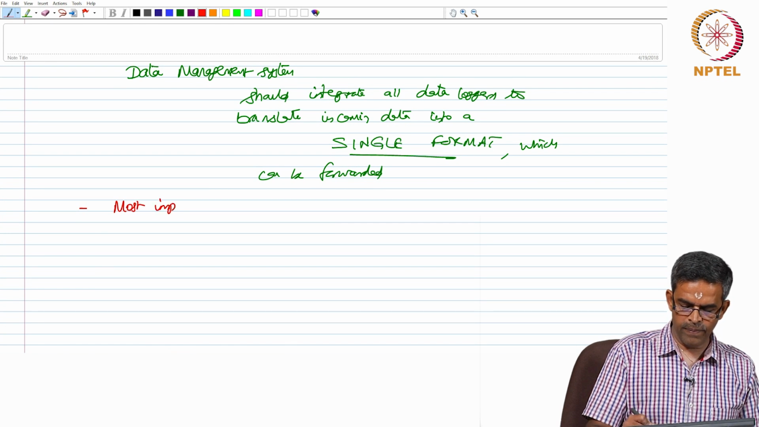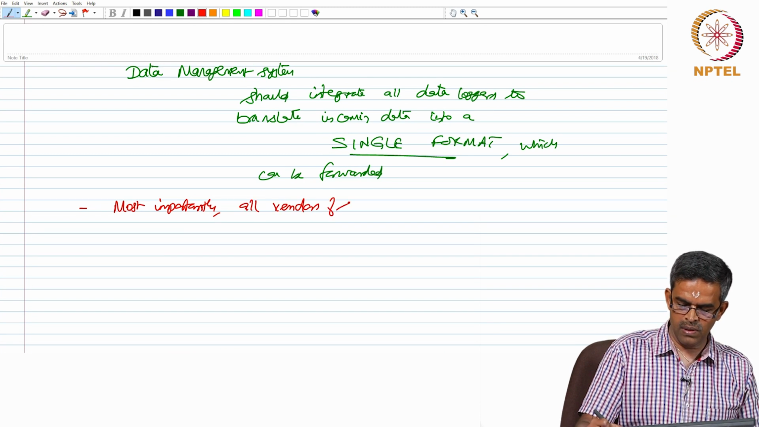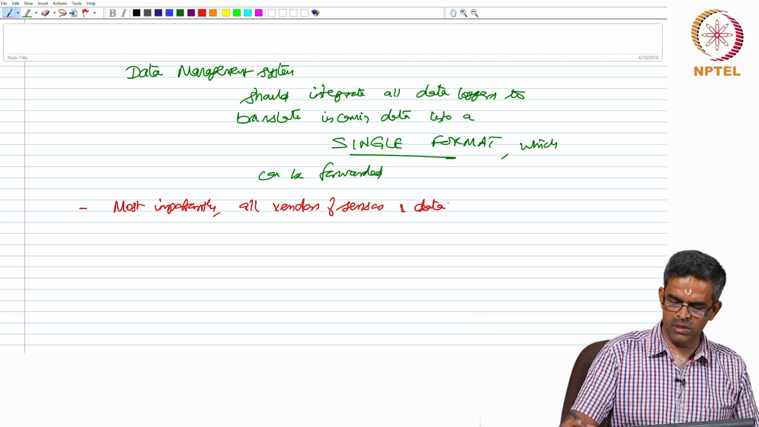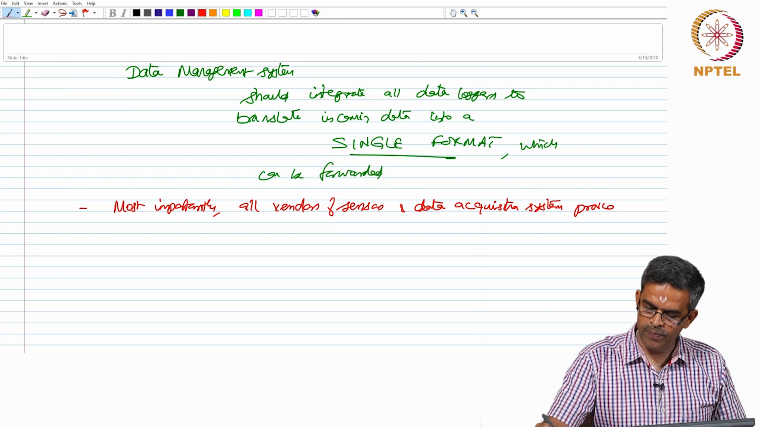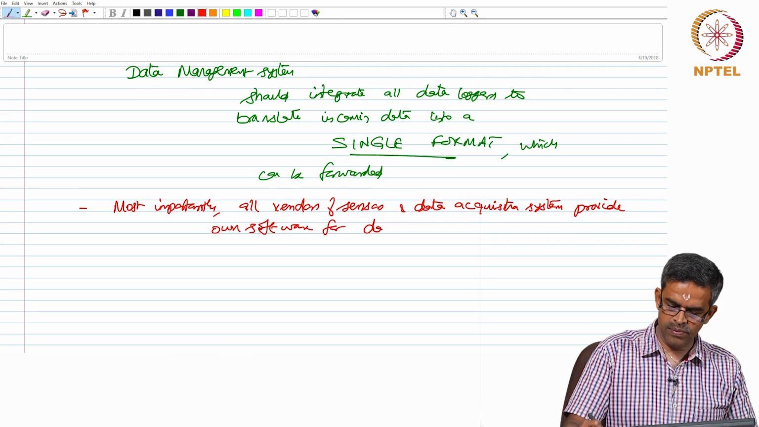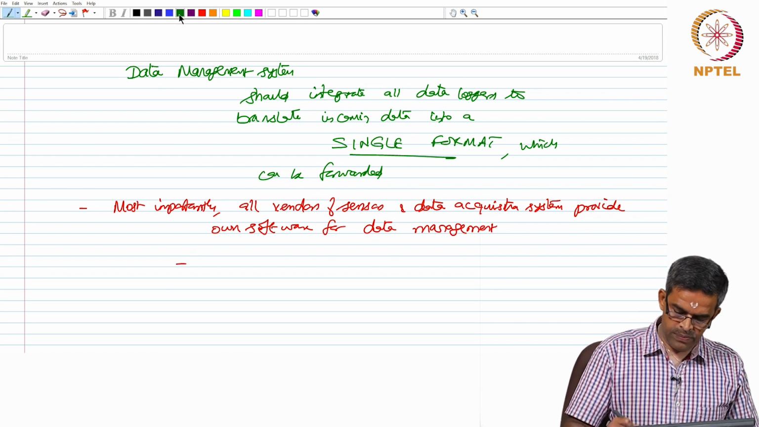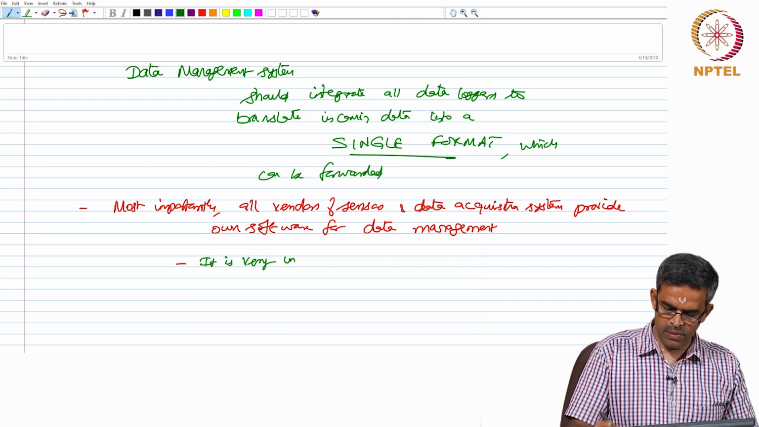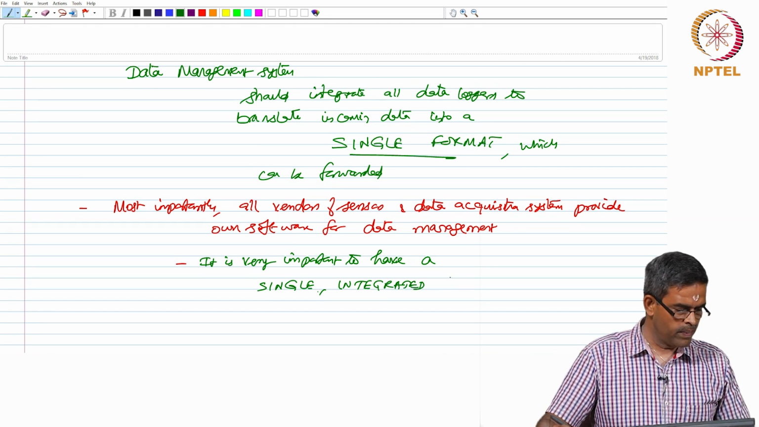Most importantly, almost all vendors of sensors and data acquisition systems provide their own software for data management. So, therefore, please note it is very important to have a single integrated interface.